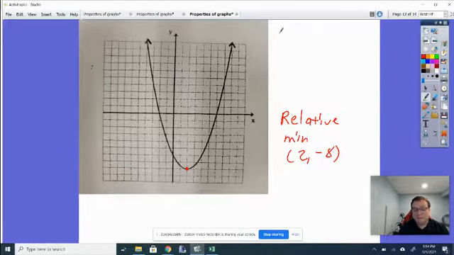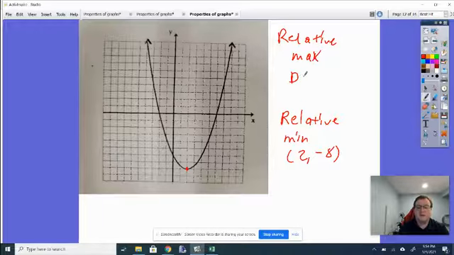For the relative max, it does not exist. Okay, do I have an absolute maximum? Yes, that's at infinity. But I don't have a relative minimum or maximum. This function never increases and then decreases.